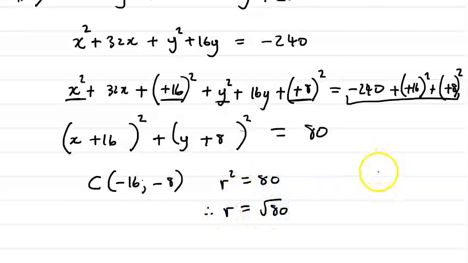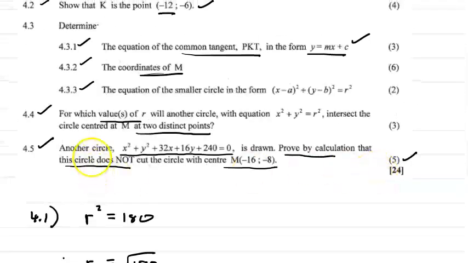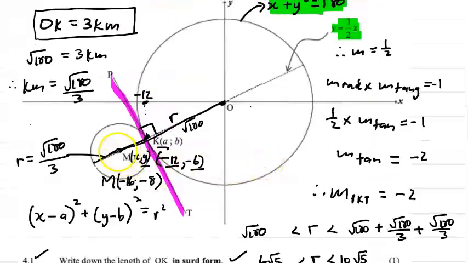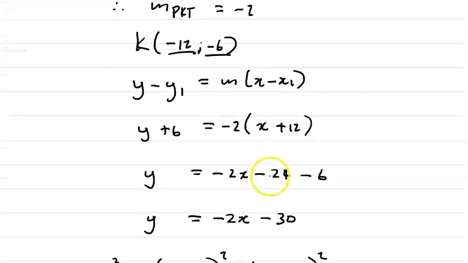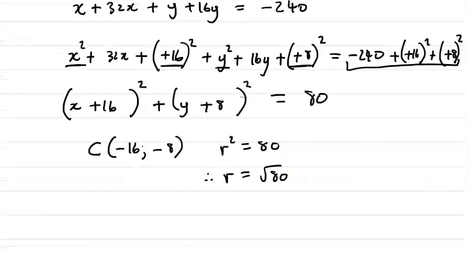So let's go answer the question now. What does the question say? It says another circle, x squared plus y squared plus 32x plus 16y plus 240 equals 0, is drawn. Prove by calculation that the circle does not cut the circle with center minus 16 and minus 8. So you will notice that the centers of both the circles are the same: minus 16 and minus 8.